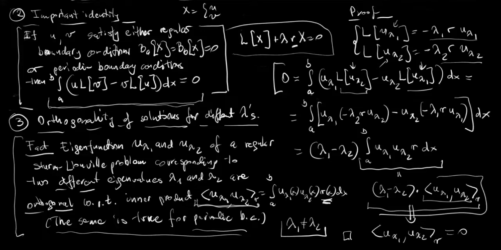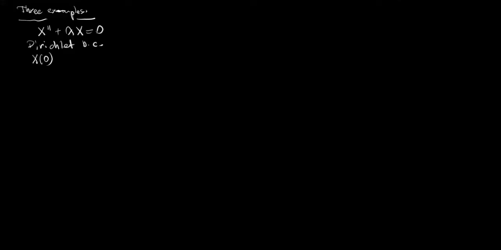Okay, so that's our fact number three. Let's make three standard examples of this. We again consider the simplest Sturm Liouville ODE, but now we first consider the Dirichlet boundary conditions, which is the regular case, and recall that it was just that X(0) and X(L) are equal to 0.